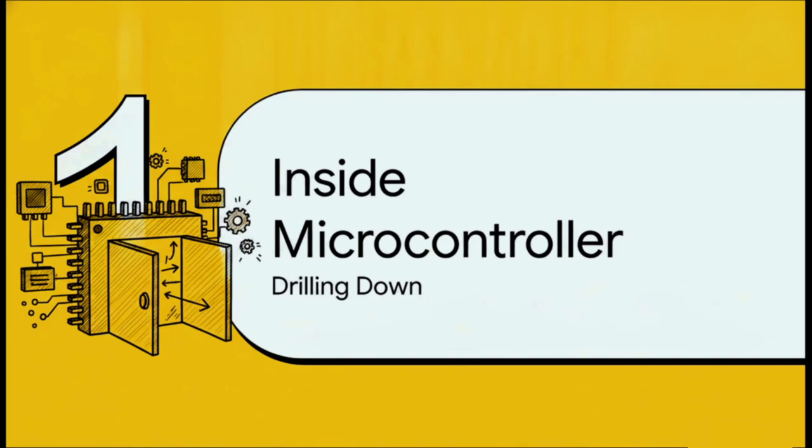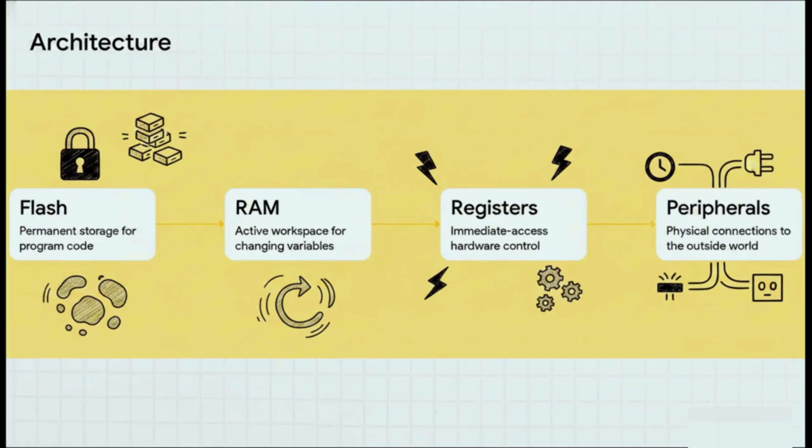All right, let's kick things off with section 1, inside the microcontroller, drilling down. As we descend through the layers of the microcontroller, we actually follow a very specific spatial sequence. We start all the way at the top with flash memory, then we move down into the RAM. Digging even deeper, we hit the registers. And finally, at absolute rock bottom, we reach the peripherals. Those are the actual hardware connections to the outside world, like your timers and communication ports. Now, as we move down this chain, access times get wildly faster, but the purpose of each layer shifts dramatically.